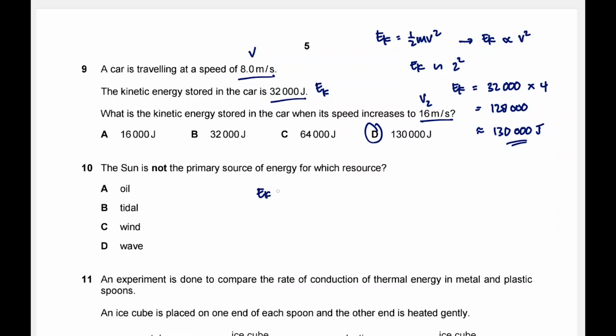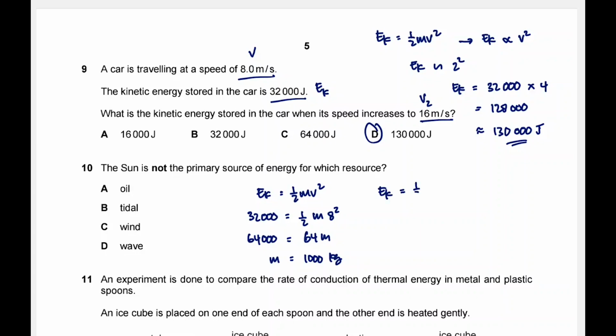So kinetic energy is half mv squared. First you put in the initial value. So 32,000 equals half times m times 8 squared. So 32,000 times 2, we have 64,000 equals 8 squared is 64, 64 m. Therefore, the mass is 1000 kilogram.